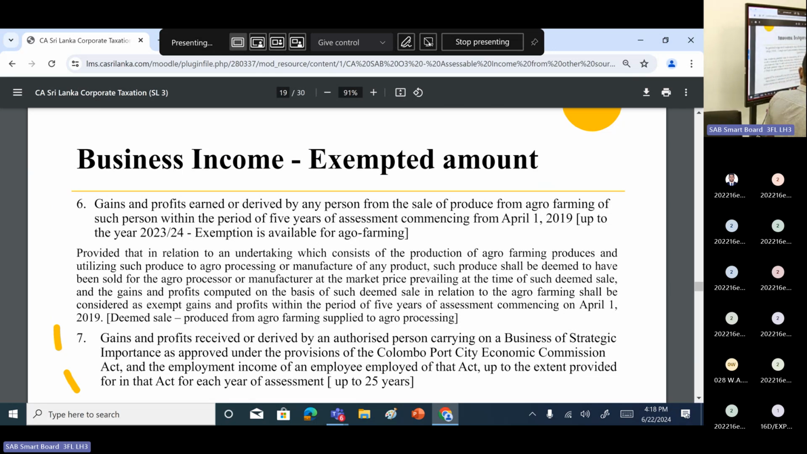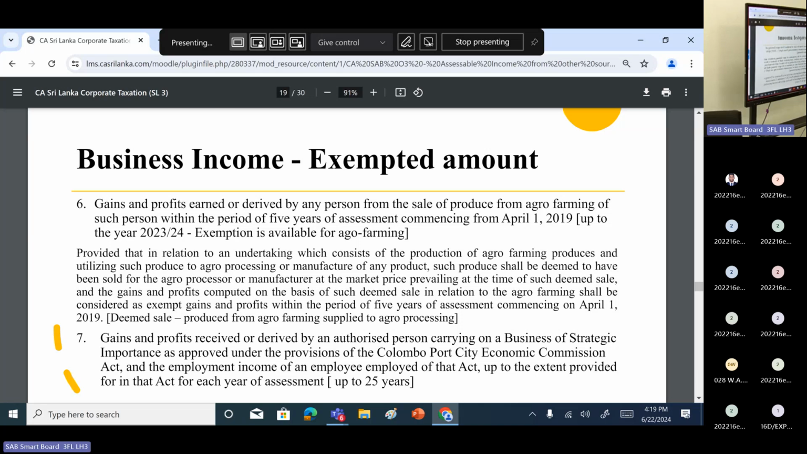Gains and profit derived by any person from the sale of produce from the agro farm of such person within a period of 5 years. Tax exemption for 5 years, commencing from 2019. So agro farming and agro processing they have recognized separately. Farming is the basic part. There is no change to the production. So under the agricultural industry, we are getting produce. That is the difference between production or manufacturing and produce. Produce means it's coming with the natural course.